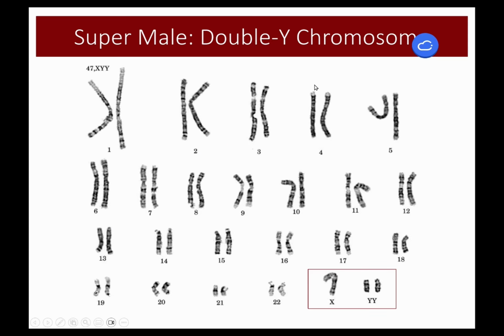Here's a karyotype of the supermale, which is the double Y chromosome, XYY. The way you denote it is 47, meaning that you have an extra chromosome, comma, XYY. And this is the karyotype.